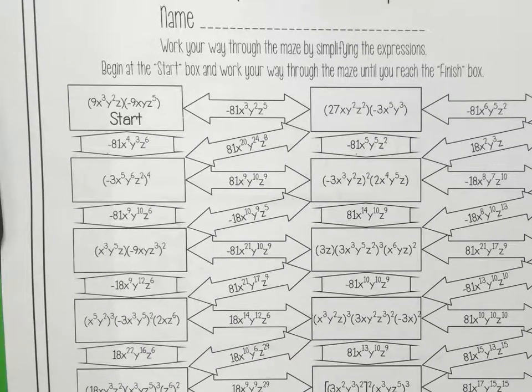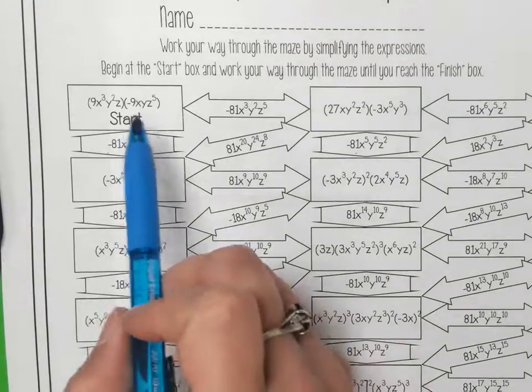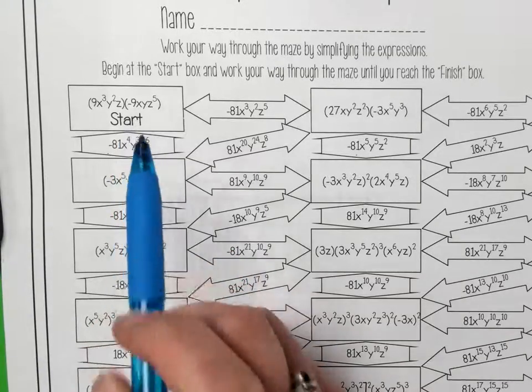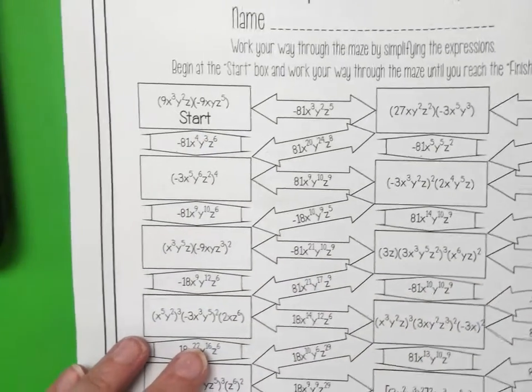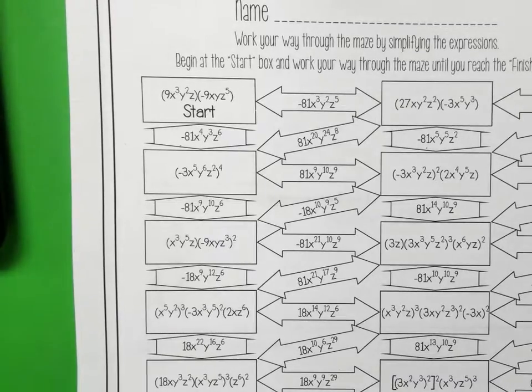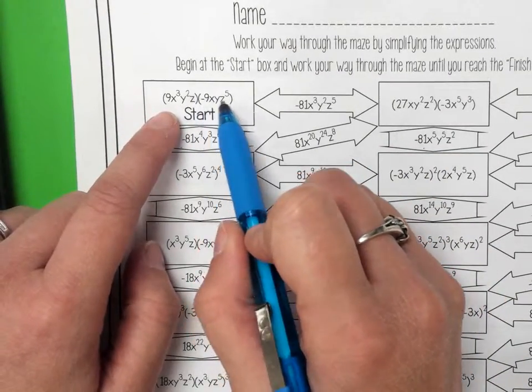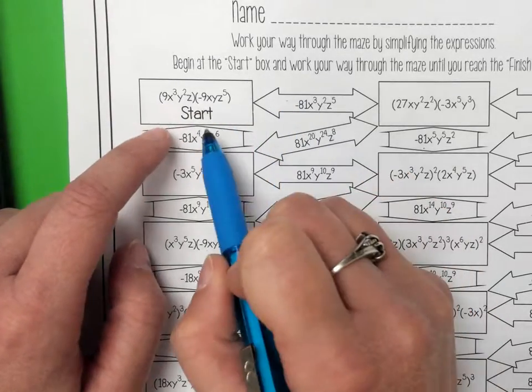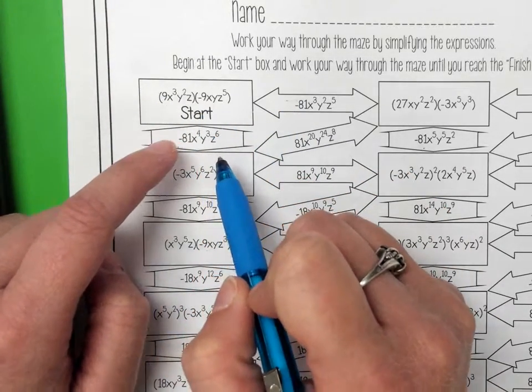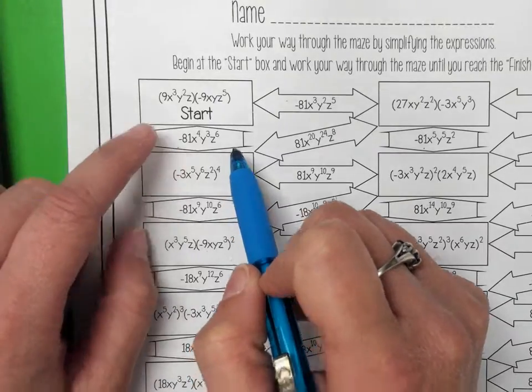Alrighty, here we go. We are going to start where it says start, right here. You ready? Okay, you are not doing all of these, guys. This gives you two options. If you get this answer, you're going to go this way. If you get this answer, you're going to go this way. We're not doing all of these. Does that make sense?